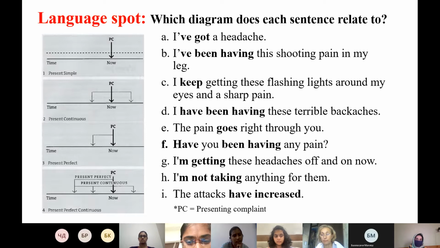Present, present continuous. So, not only continuous, but also perfect. Present perfect continuous. Do you see? Perfect continuous.